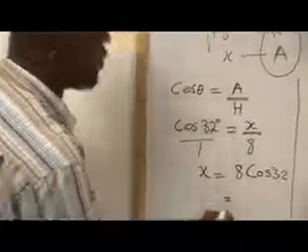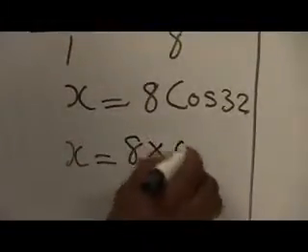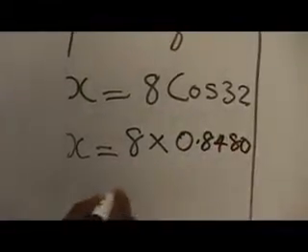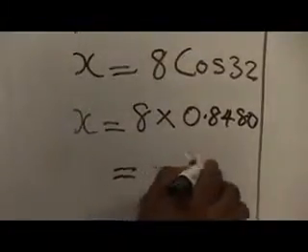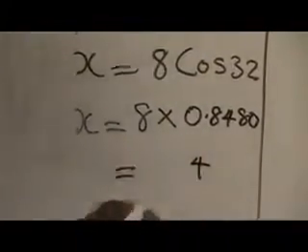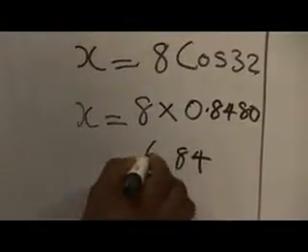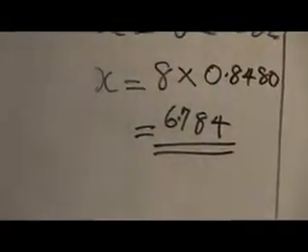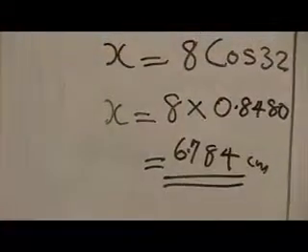I will check our four-figure table. X equal to 8 times 0.8480. And if we multiply this, we have 8 by 8 is 64, 8 by 4, 32, and 6 is 38, 3, 64, 67. So we have 6.784 centimeters as the value of x.